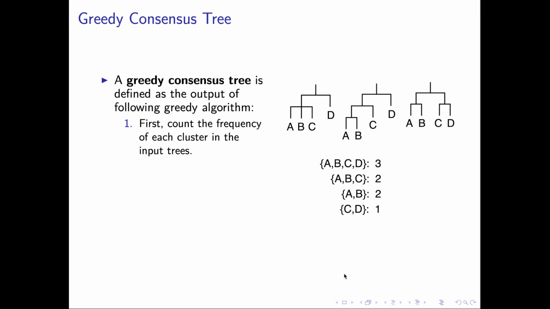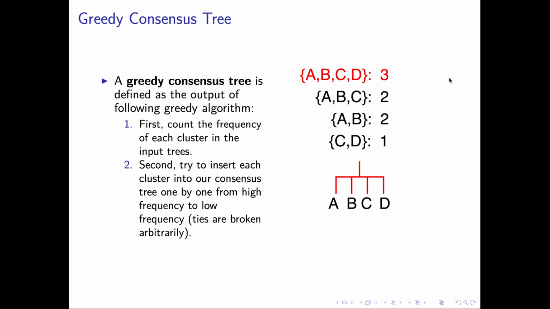As its name suggests, a greedy consensus tree is defined as the output of a greedy algorithm. The first step is to count the frequency of each cluster within the input trees, namely how many input phylogenetic trees contain the given cluster. We have done that before here. And the second step is to sort these clusters according to their frequency, from high frequency to low frequency. Ties are broken arbitrarily here.